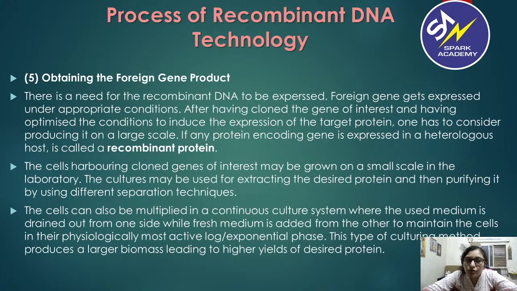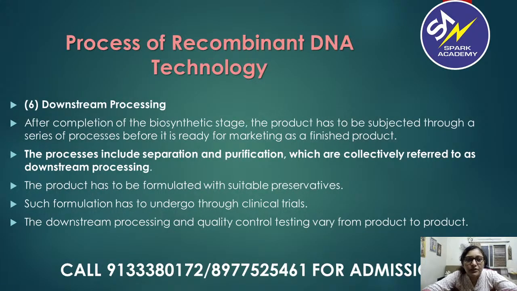Then obtaining the foreign gene product, the gene of your desired thing, the desired phenotype that you need to obtain. And finally, it's the downstream process. So in the process of recombinant DNA technology, in the last it is the downstream process. After completion of the biosynthetic stage, the product has to be subjected to a series of processes before it is ready for marketing as a finished product. The process includes separation and purification, which are collectively referred to as downstream processes.